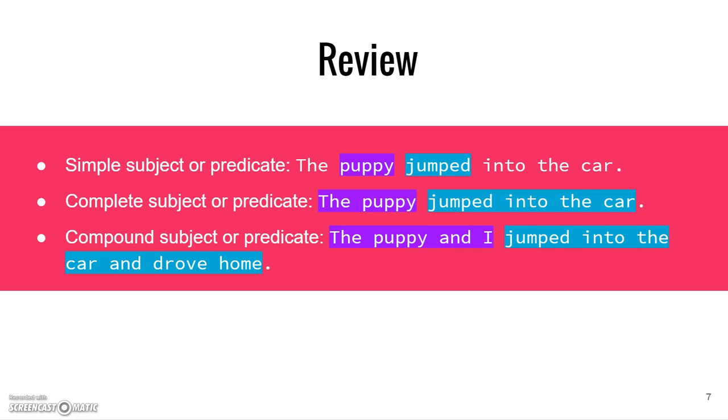Just in case you need a review, let's look at the difference between these three one last time. The simple is just the one word or very few words, the most pared down version. The complete is when all the words are used in the sentence and broken up into subject or predicate. And compound is just when we have more than one of each. For example, more than one subject working together, or more than one thing is happening. So we have more than one action being described. Jumped into the car and drove home.